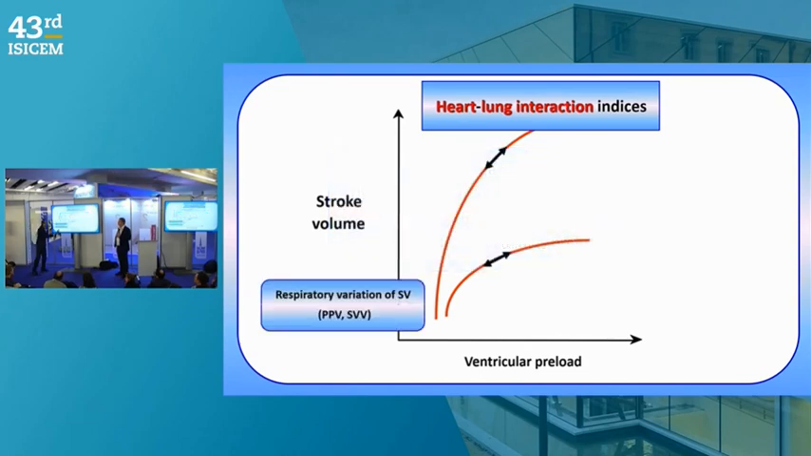So we have different indices. We have the respiratory variation of stroke volume, which could be approached by pulse pressure variation or stroke volume variation if you use a monitoring device which displays the value of stroke volume variation, pulse contour analysis in general. And pulse pressure variation is the change during mechanical ventilation of the pulse pressure.